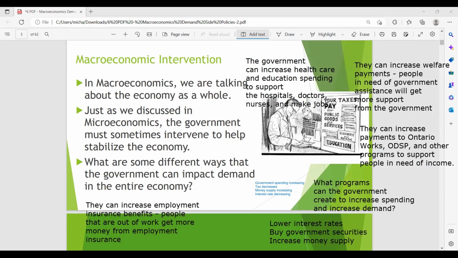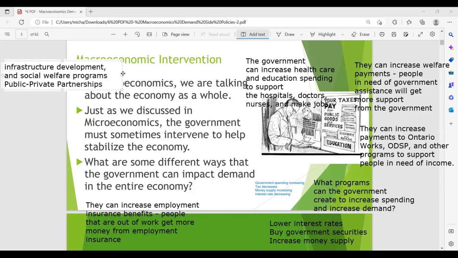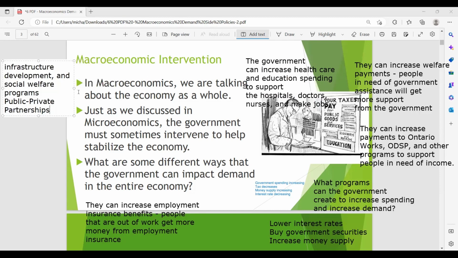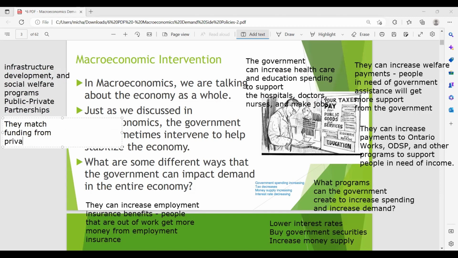Public-private partnerships, excellent. Great job, Hamza. Those are great ideas. Infrastructure development is a big way to grow our economy. Social welfare programs, public-private partnerships. Public-private partnerships are a really good thing that they do. They match funding from private companies to create a new initiative.